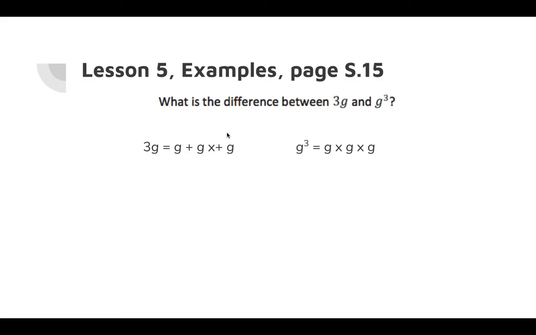Okay, step back. 3g, that just means 3 times g. So that's g plus g plus g. g cubed is g times g times g, where we multiply g 3 times. That is the difference between those two.